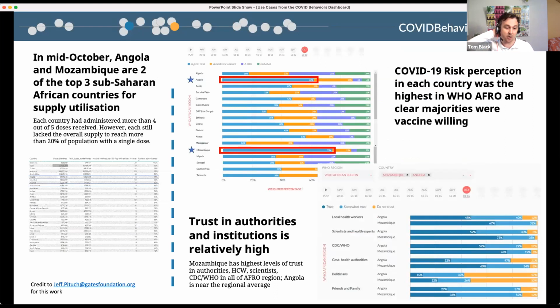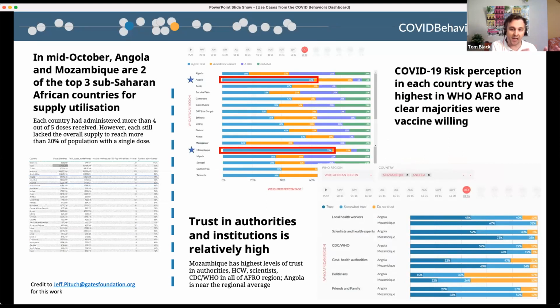The next slide shows probably a more practical example, and I should credit my colleague Jeff Pituch. This is his work that I'm going to show here. It shows how we use the data less as an input into our own analysis and more as a kind of corroboration or investigatory tool to assess trends we're seeing in other data.